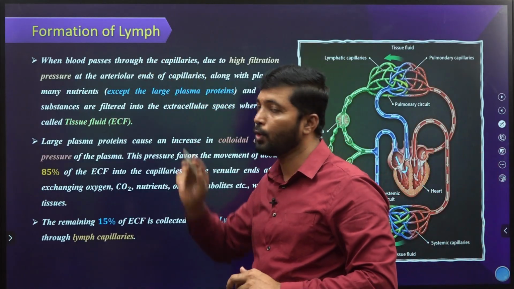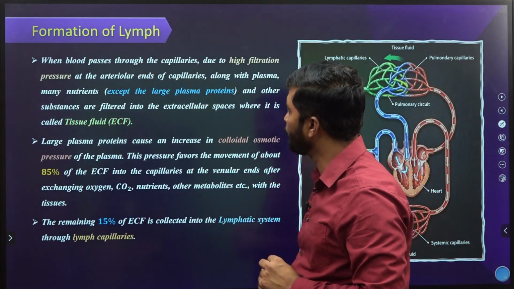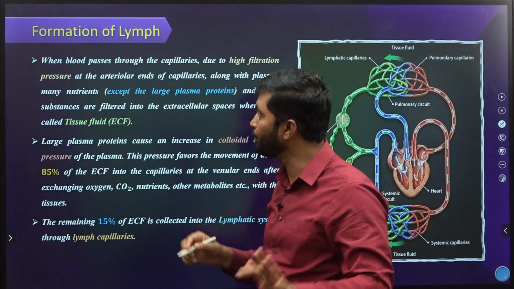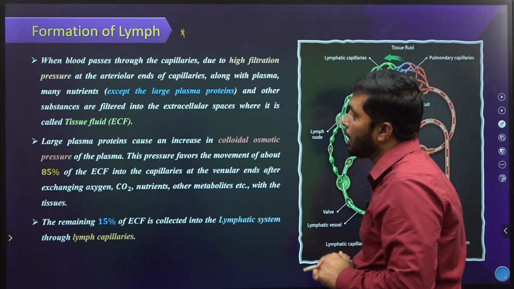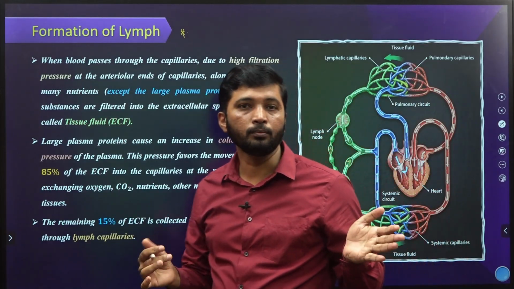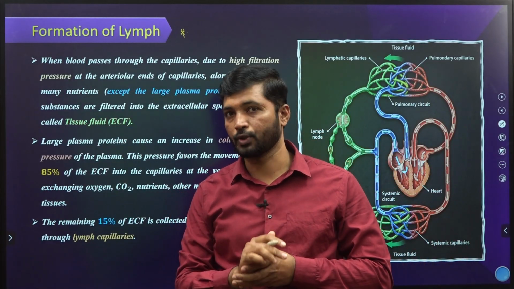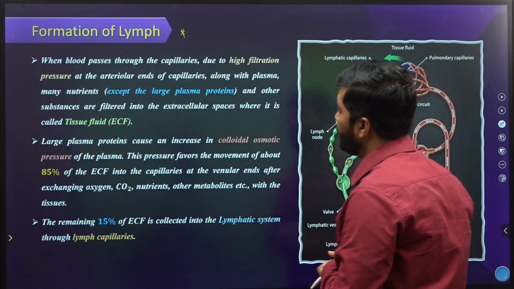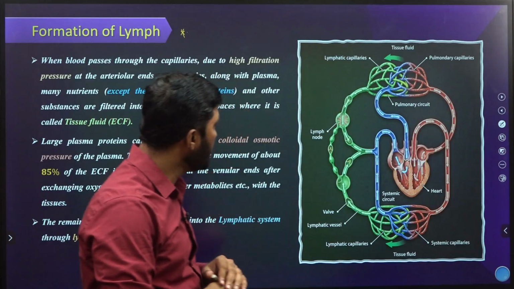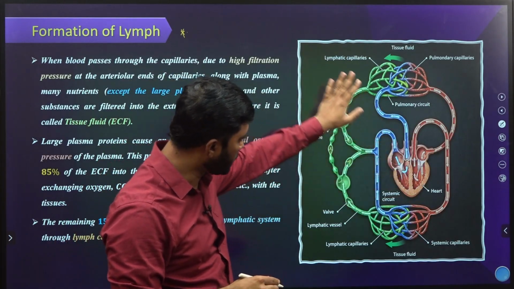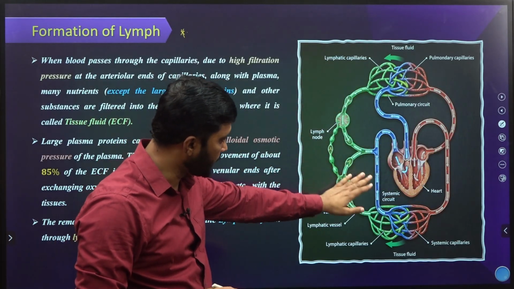Next we go to the formation of lymph. The formation of lymph is very important in this topic. Now, how lymph is formed, and what are its functions? First of all, the formation of lymph, followed by the functions. And this is the diagram about the formation of the lymph.